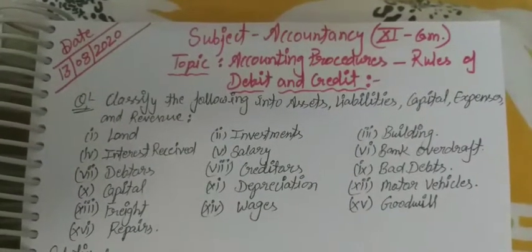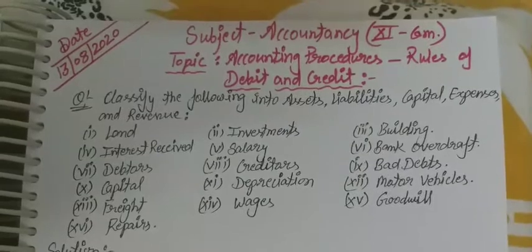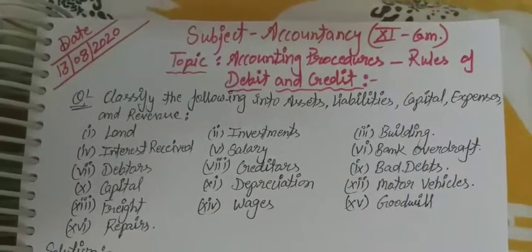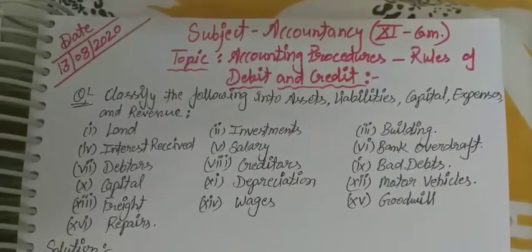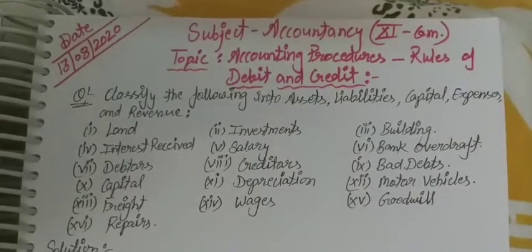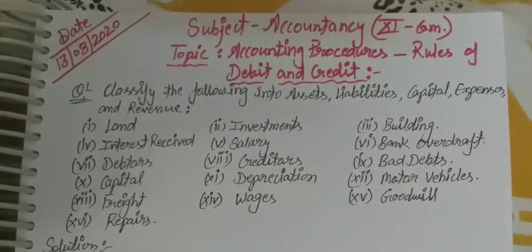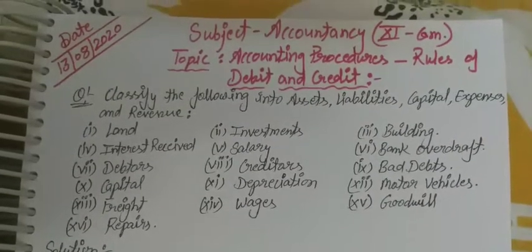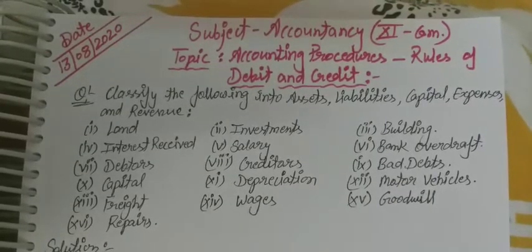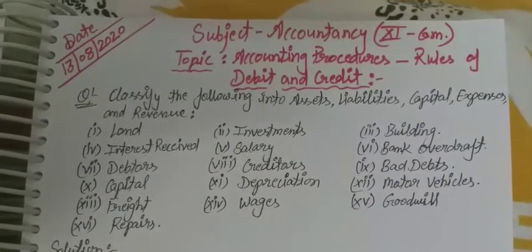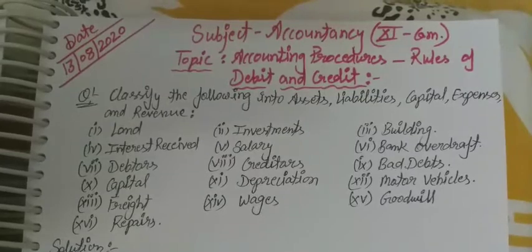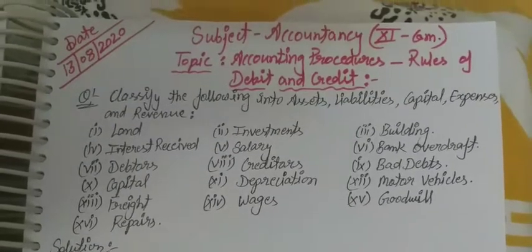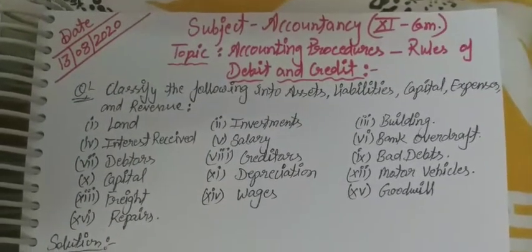Chapter and topic: accounting procedure, rules of debit and credit. We completed the theory concept of this chapter, and some illustrations also we solved related to the rules of debit and credit.